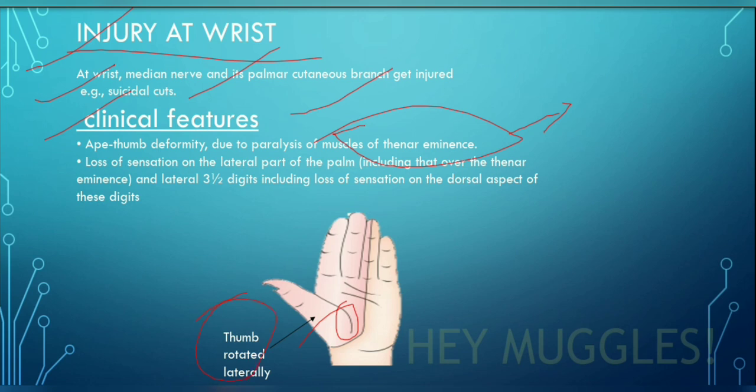Then there is sensory loss over the area supplied by the median nerve. And here you can see that the area over your thenar eminence, the area over the muscles of thenar eminence, also has sensory loss because the palmar cutaneous branch is also injured, right? So there is sensory loss on the lateral part of your palm, including the area over the thenar eminence and lateral 3.5 digits, including their nail beds, right?